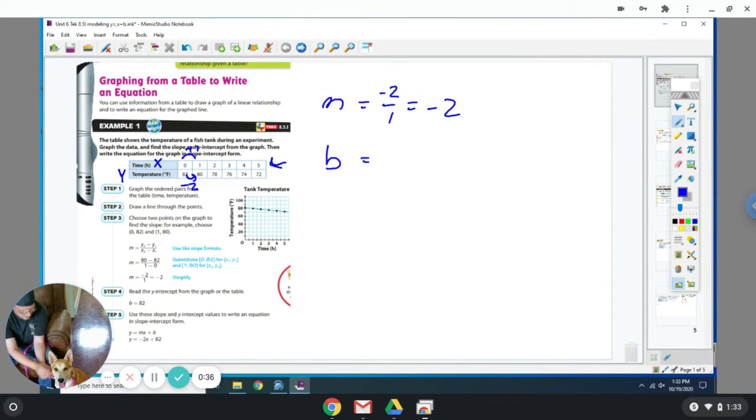And your y-intercept is when x is 0. So actually it already shows you here that when x is 0, your y is 82. So your equation will be y is equal to -2x plus 82.